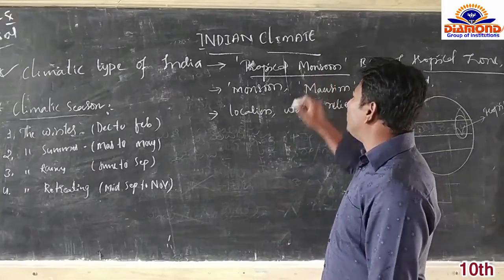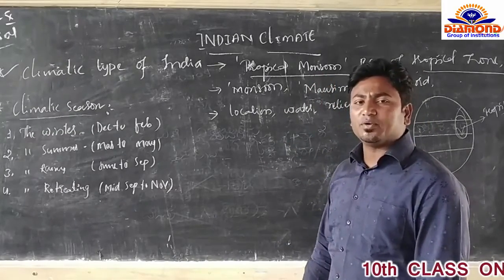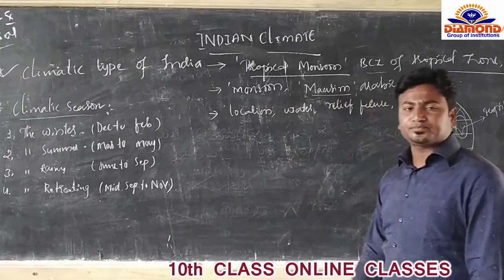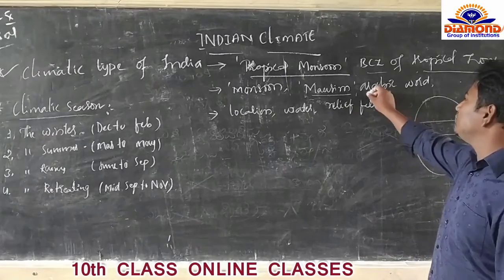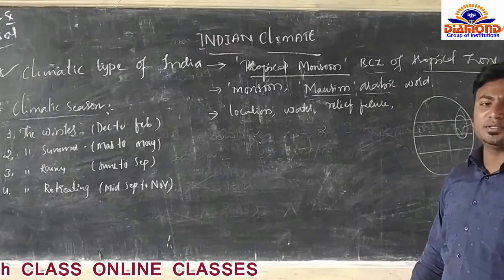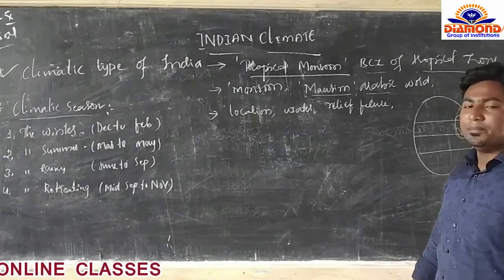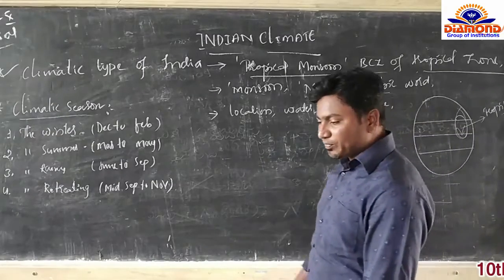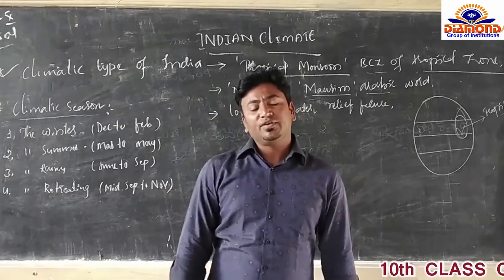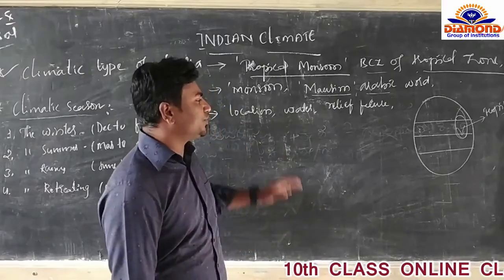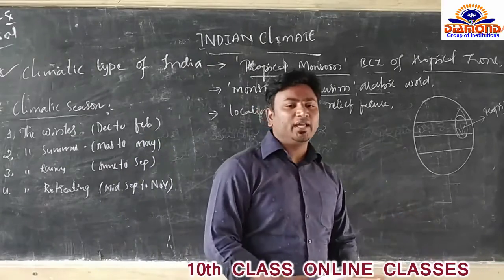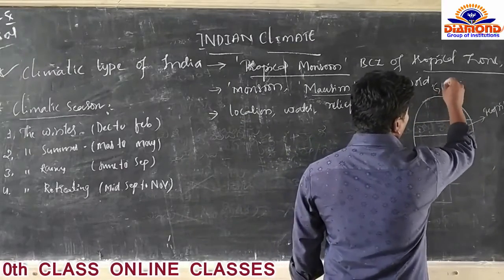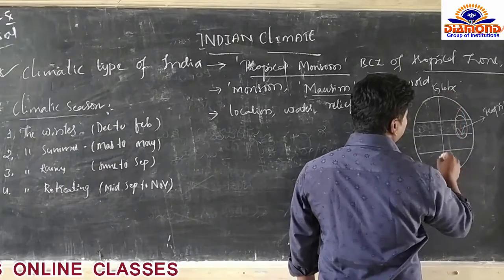What is the meaning of monsoon? Monsoon is a word derived from the Arabic word for season, which is monsoon. We are going to understand that location is very important, that is, the location of India on the globe.